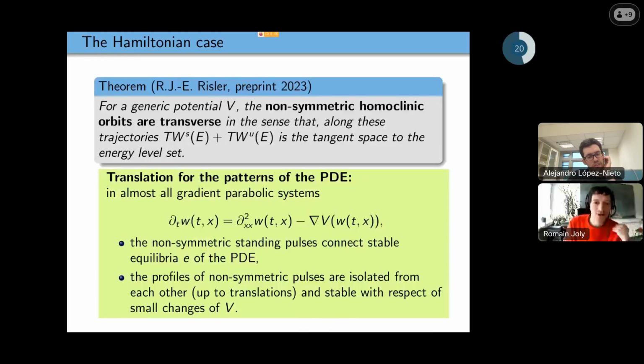So the only thing I would like to explain here is that behind what I say about the patterns of the PDE, I have some dynamical feature for the ODE, and from this dynamical feature, the transversality of the homoclinic orbit, I may deduce something about the patterns of the PDE. So here I deduce that the standing pulses cannot connect unstable equilibria of the PDE.